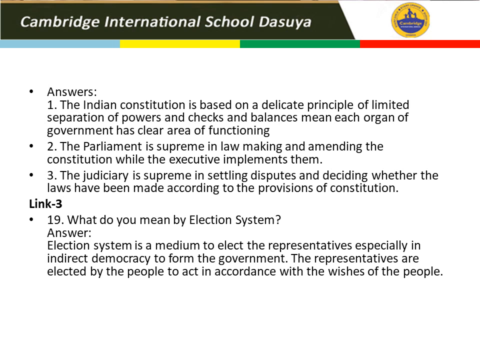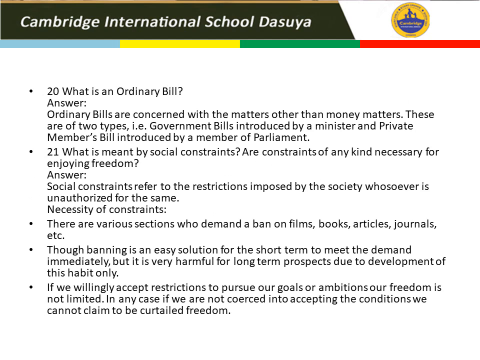Link 3. Question number 19. What do you mean by election system? Election system is a medium to elect the representatives, especially in the indirect democracy, to form the government. The representatives are elected by the people to act in accordance with the wishes of the people.